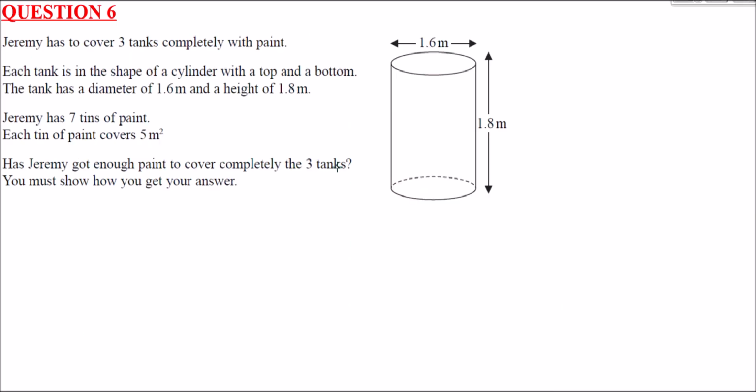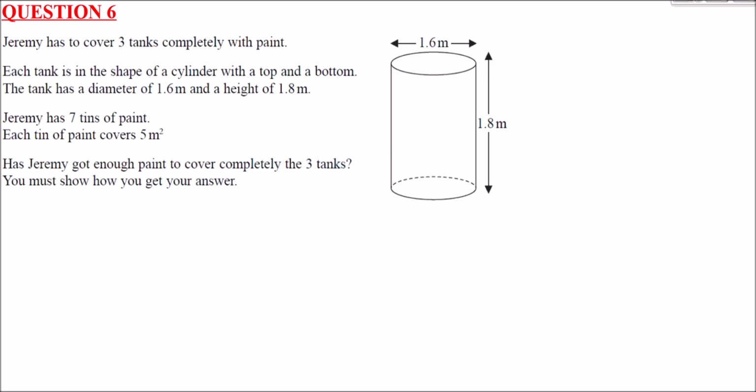Question 6. Jeremy's got to cover 3 tanks completely with paint. Each tank is in the shape of a cylinder with a top and a bottom. The tank has a diameter of 1.6 meters and a height of 1.8 meters. He's got 7 tins of paint. Each tin paints 5 square meters. Has he got enough to completely cover the 3 tanks? You must show how you get your answer.